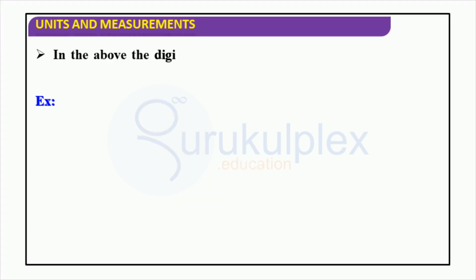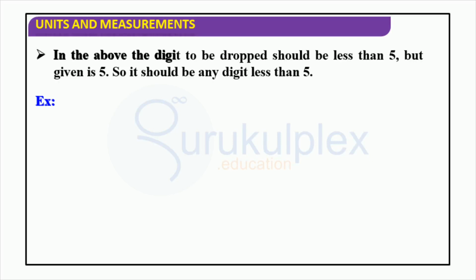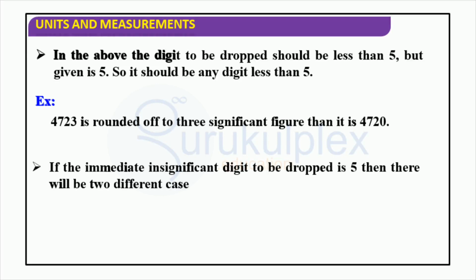When dealing with units and measurements, precision is essential. In the mentioned example, if the digit to be dropped is less than 5, it should be rounded off to the nearest 3 significant figures. For example, 4,723 would become 4,720. However, if the digit to be dropped is 5, then there will be two different cases.